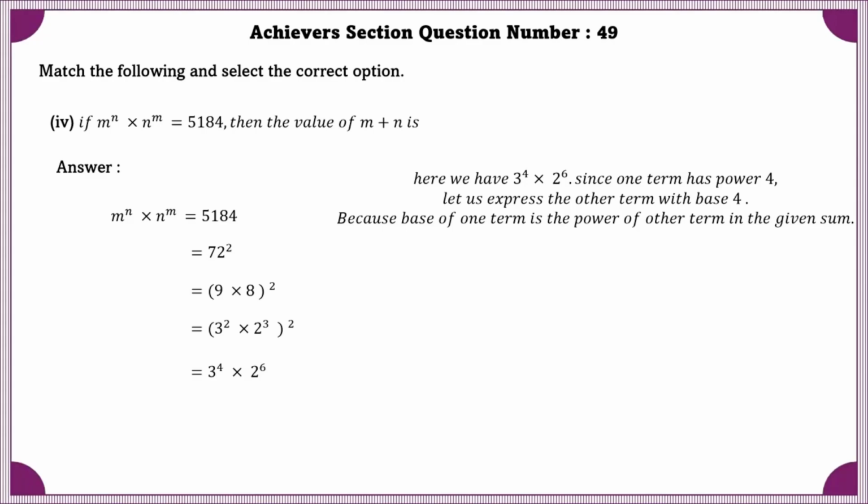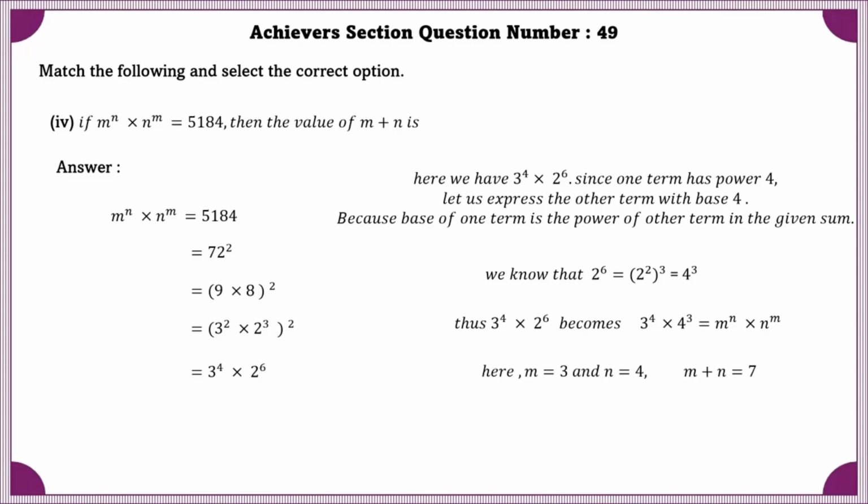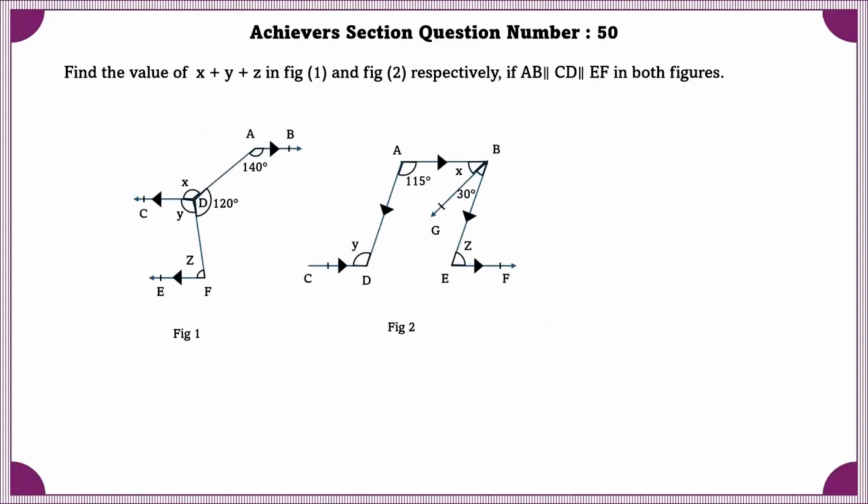Since one term has power 4, let us express the other term with base 4, because the base of one term is the power of the other term in the given sum. We know that 2 to the power 6 is equal to (2 to the power 2) whole to the power 3, which is equal to 4 to the power 3. Thus, 3 to the power 4 into 2 to the power 6 becomes 3 to the power 4 into 4 to the power 3, which is equal to m to the power n into n to the power m. So, m is equal to 3 and n is equal to 4. Since they have asked the value of m plus n, it is equal to 7.